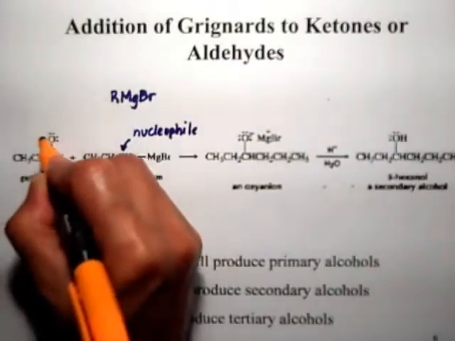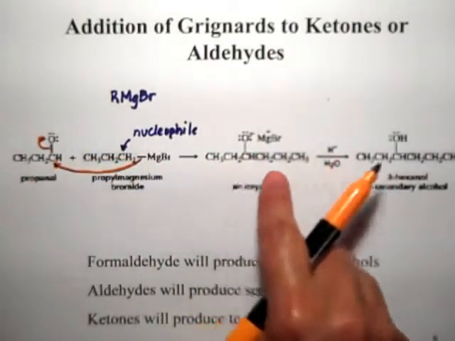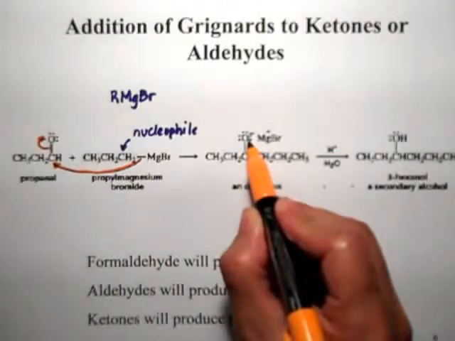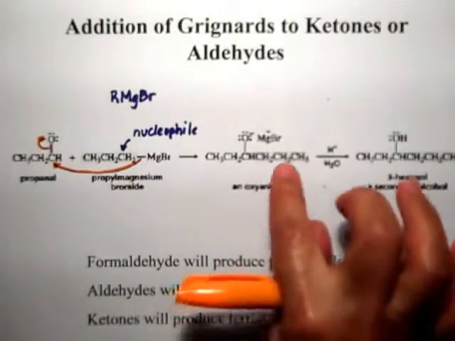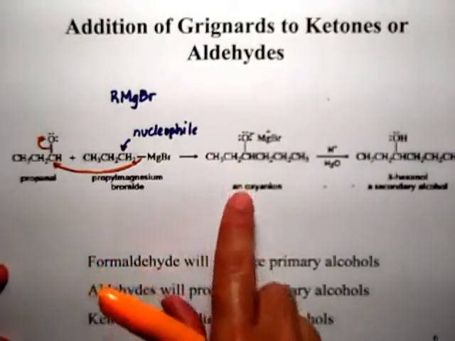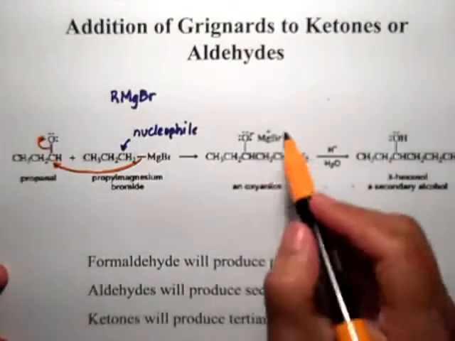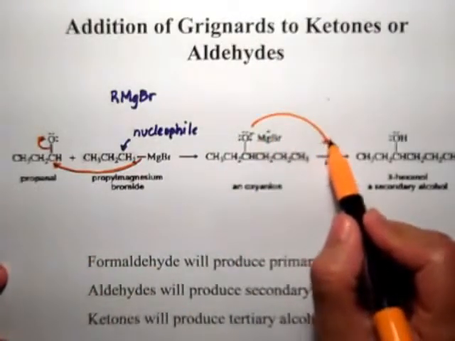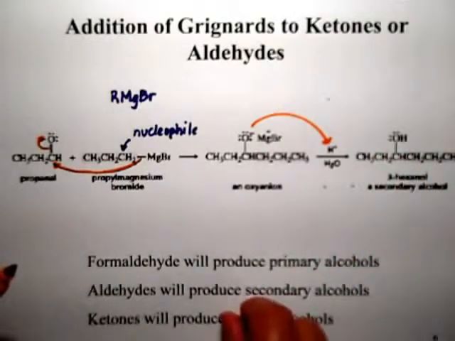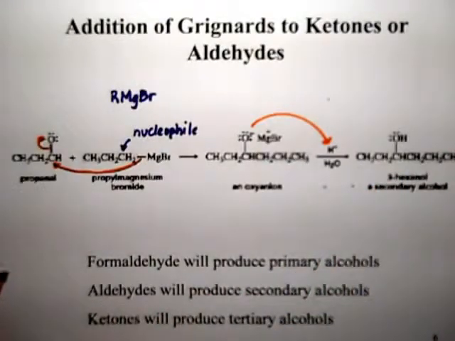It will form a tetrahedral intermediate, and this tetrahedral intermediate actually shows that for every negative charge there has to be a counter ion, so the magnesium is going to be next to the negative oxygen. There are no good leaving groups in my tetrahedral intermediate, so the oxygen picks up a proton from the acid at the end of the reaction, and I get, in this particular case, a secondary alcohol.